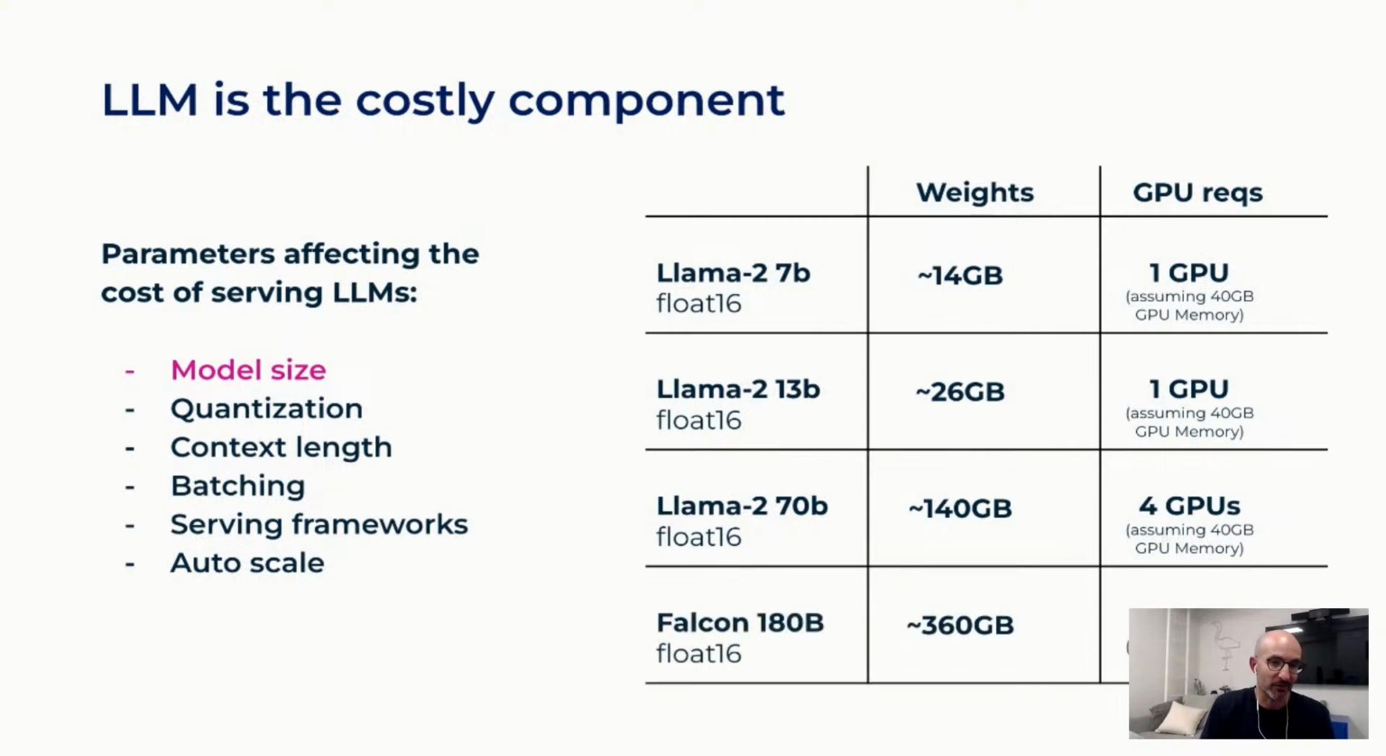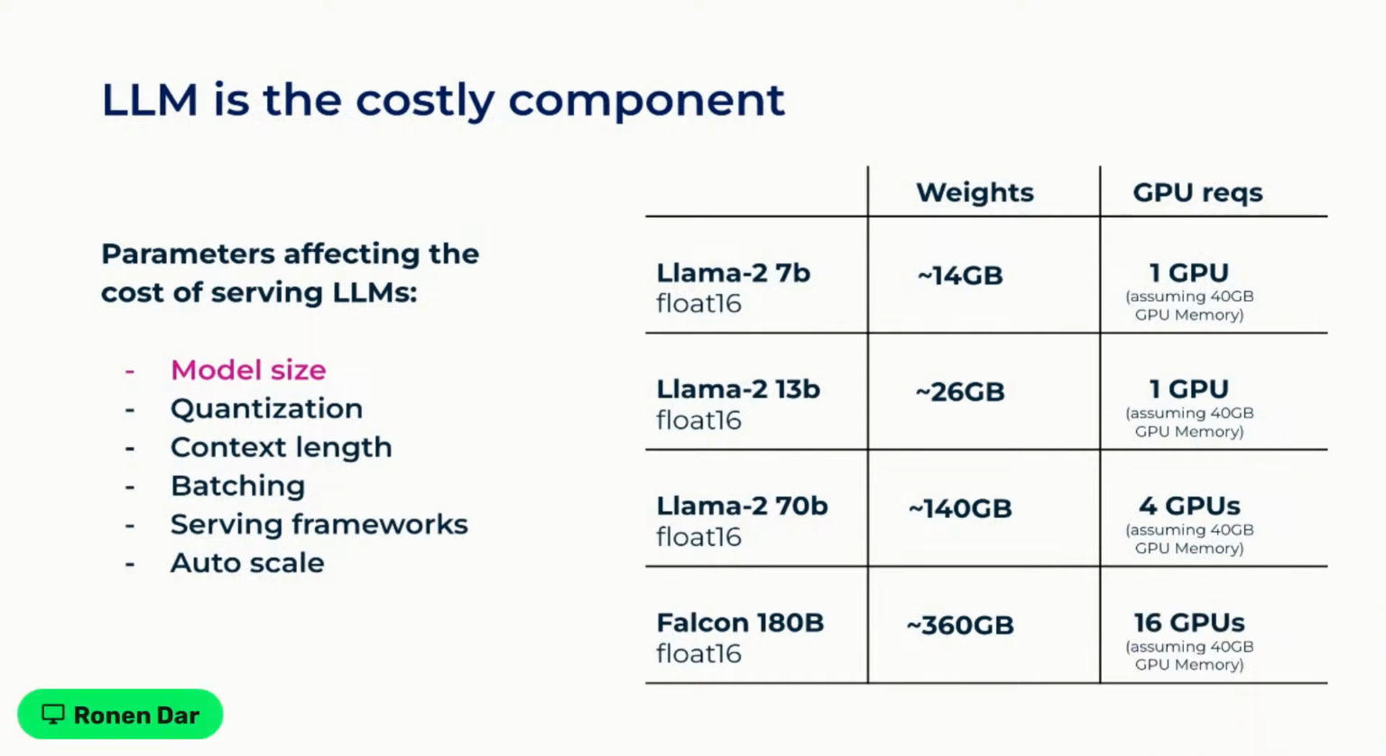And if you have maybe a Falcon model with 180 billion parameters, you need 360 gigabytes of memory, right? So that's something like 16 GPUs that you need. So think about it, if you send a prompt, a query to Falcon with 180 billion parameters, you'll need 16 GPUs, right? Like 16 GPUs will be utilized just to give one answer to one prompt, right?